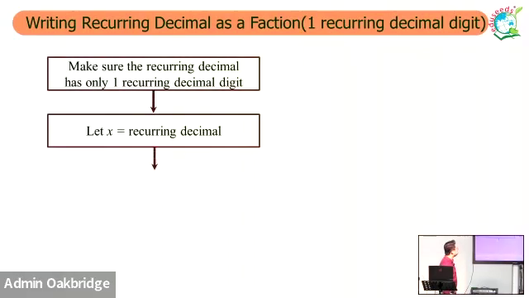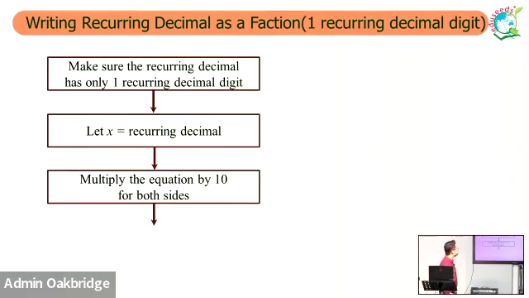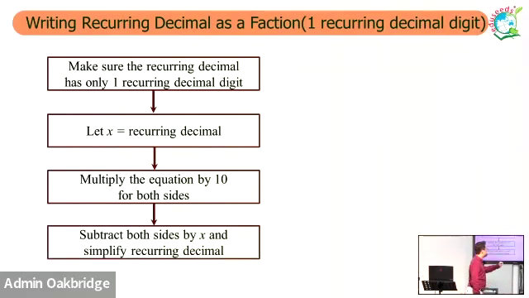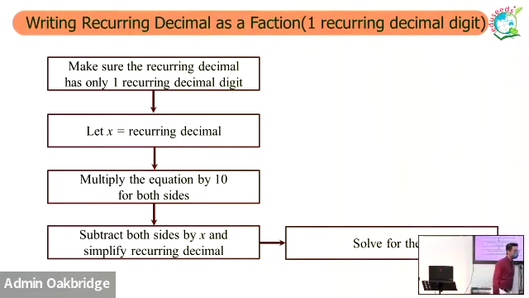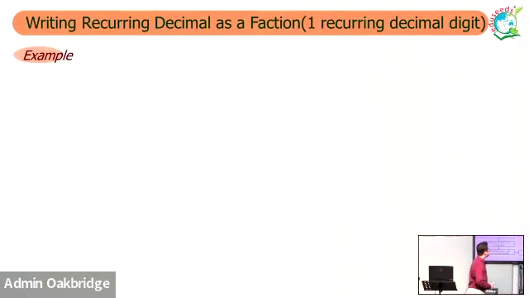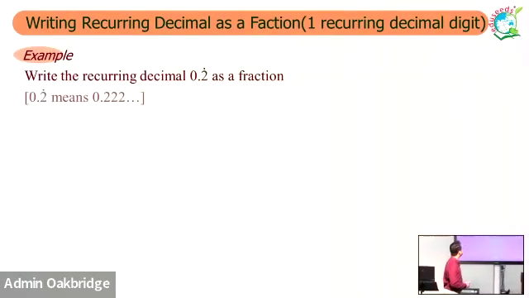Let's see this one. All these are the guidelines. If you see that the recurring decimal only has one recurring decimal digit, you always times it with 10, not 100, but 10. Then you subtract both sides by x, and then you simplify the recurring decimal. Finally, you just solve for x, then you can get the fraction already. All right, let's see this question again.